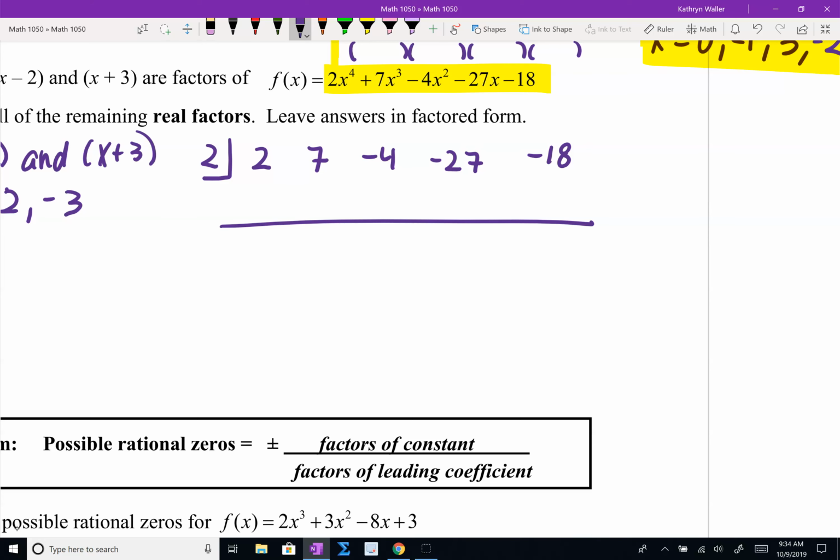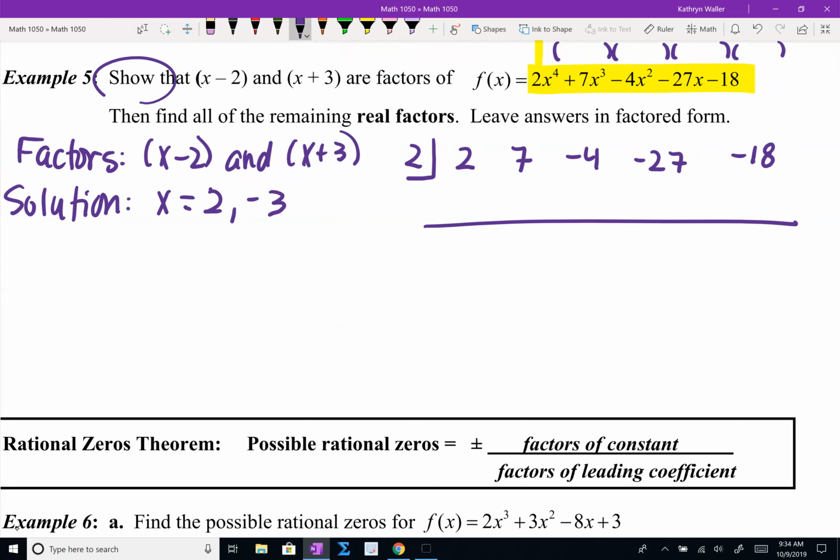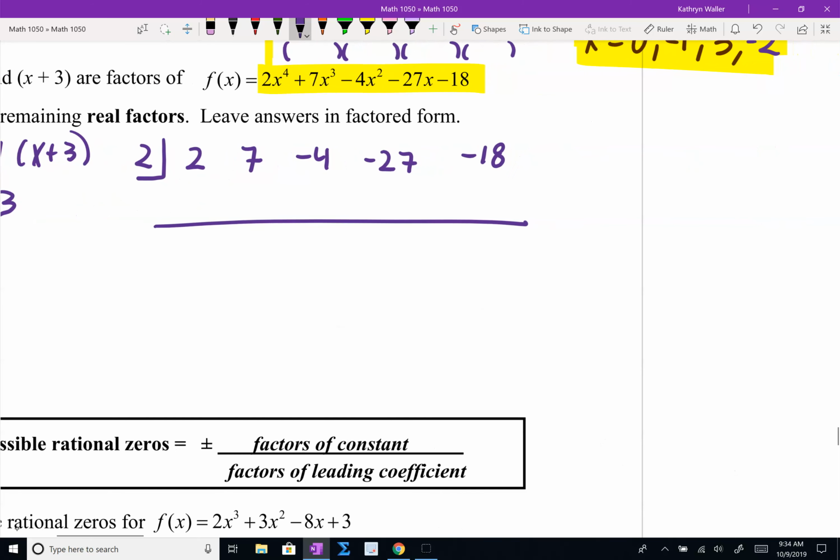This is big. If I'm doing this right, because it says show, what's going to happen when I'm done with that synthetic division? If I didn't make any mistakes? No remainder. Yes.